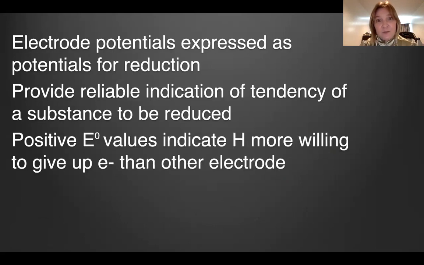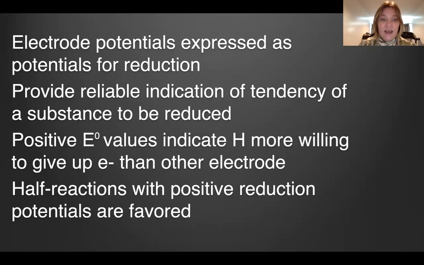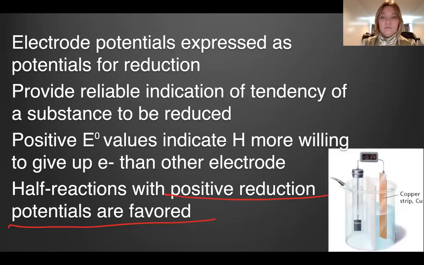Positive electrode potential values indicate that hydrogen is more willing to give up electrons than the other electrode. Half reactions with a positive reduction potential are favored. So that's important. Positive reduction potentials are favored. So here's an example of a copper strip being connected to the standard hydrogen electrode, and the voltage that's measured across that has a value of positive 0.34.